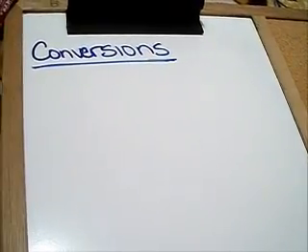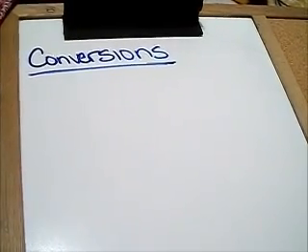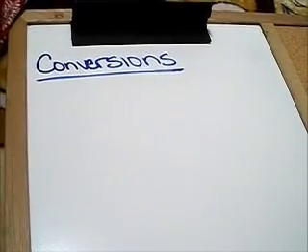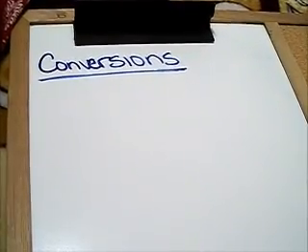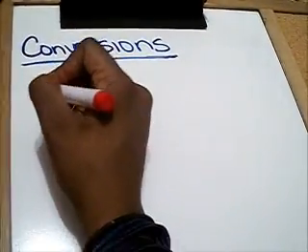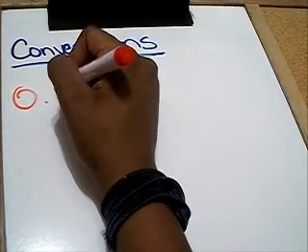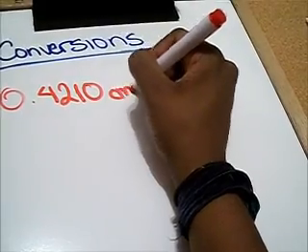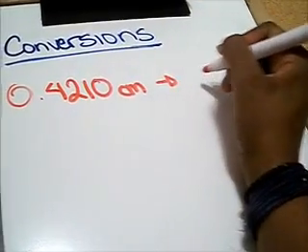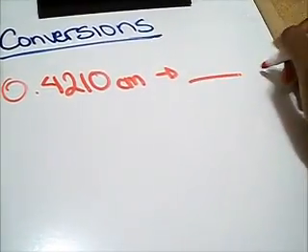Alright, so next we're going to move on to conversions. Now remember, when you're doing conversions, you always must make sure that the amount of significant digits stay the same in both answers. Here's an example. 0.4210 centimeters. You want to convert this into millimeters.